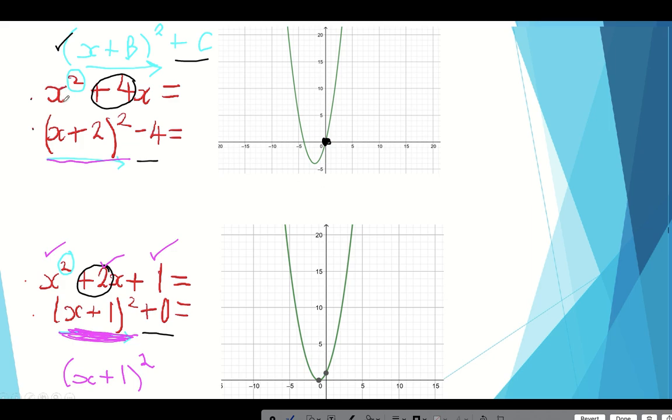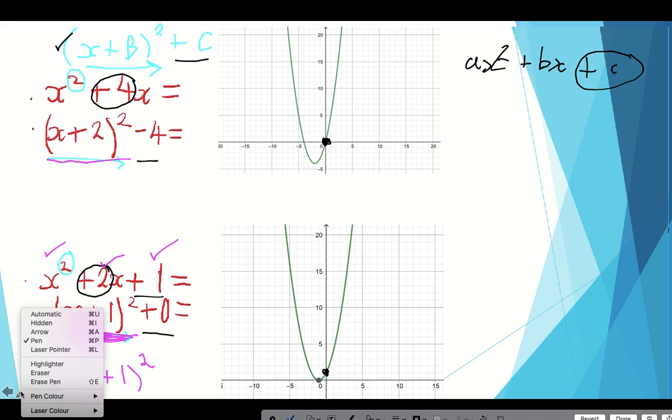Well, the reason why the y-intercept is 0 is because in this equation we have no number on its own. Remember, in a quadratic, ax squared plus bx plus c, the c always represents the y-intercept. But we've got no addition of c, which means we're adding 0, so the intercept is therefore 0. For this one then, our y-intercept is going to be 1. And this is because we've got an add 1 here.